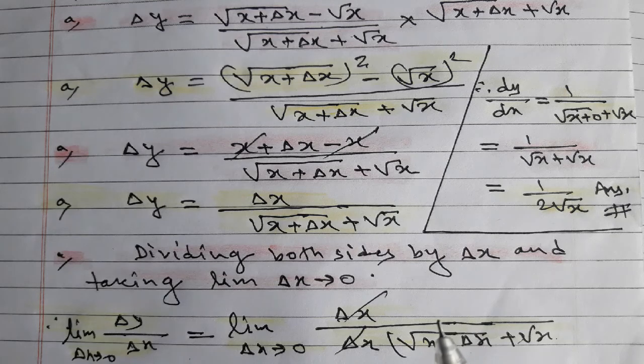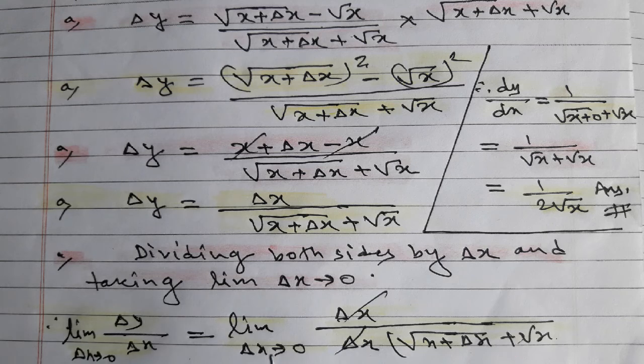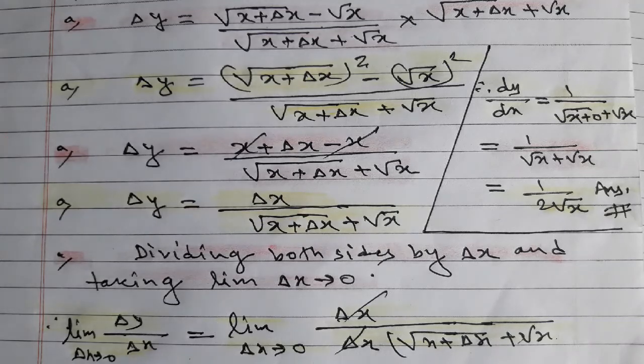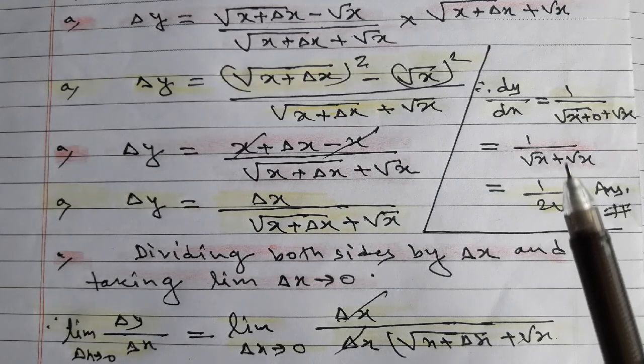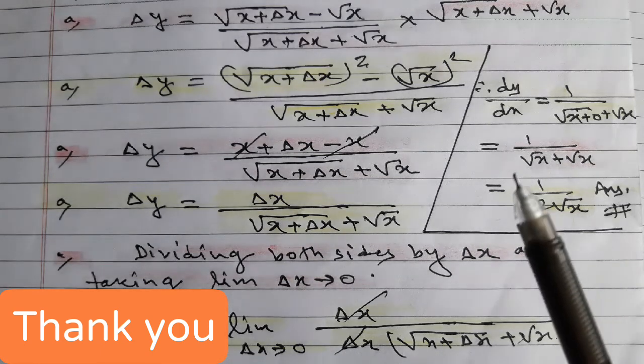So we got 1 by root x plus root x, because we have taken limit delta x tends to 0. When we take the value of delta x as 0, we get root x plus root x. So we get 1 by root x plus root x. Root x plus root x is equal to 2 root x. Therefore dy by dx, that means the derivative of the given function, is 1 by 2 root x.